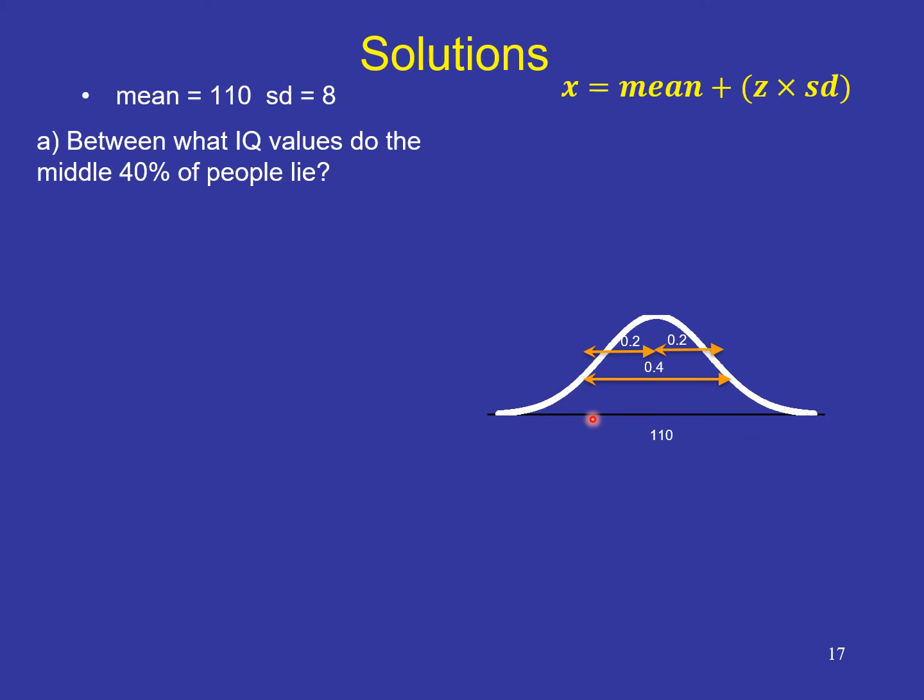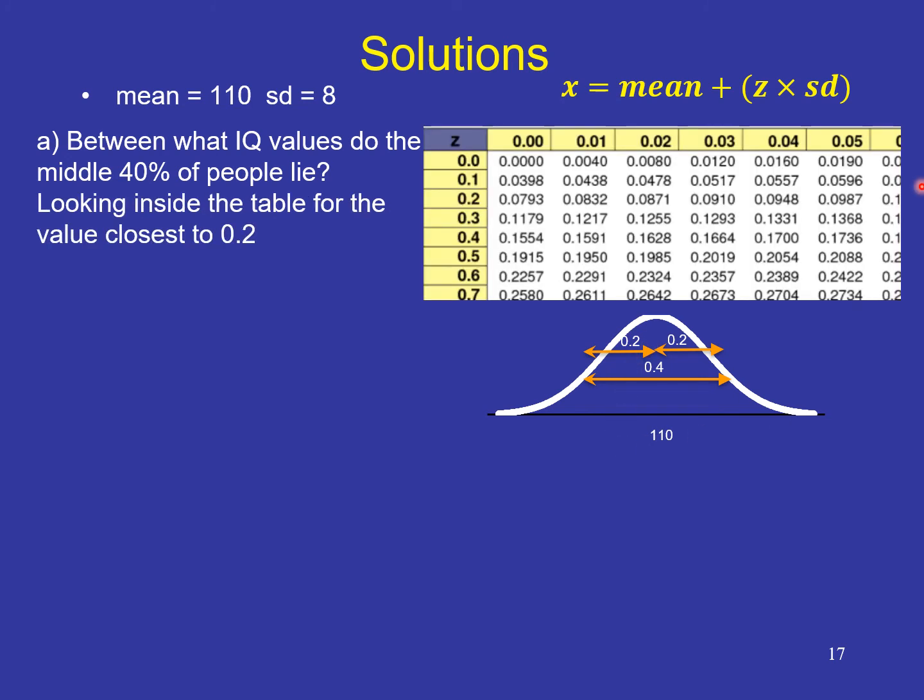So we need to look inside our tables for a probability. Now, remember the tables give us the probability to the mean. So we're actually interested in the probability to the mean, which is 0.2. So we need to look inside our tables for 0.2. There probably won't be the exact value that we want, so we just look for the value closest to it. So we can see that the closest value inside the table to 0.2 is 0.1985. And we look for the z which corresponds to that, which we can see is 0.52.